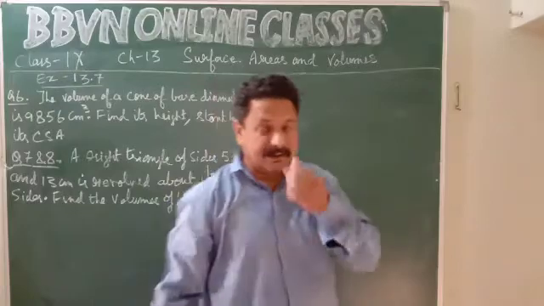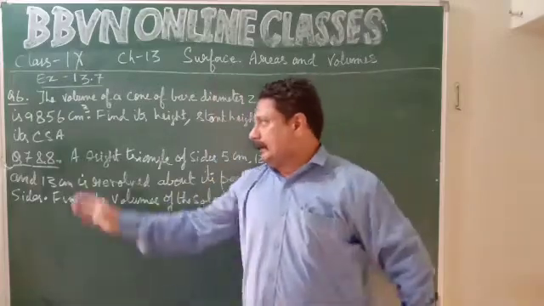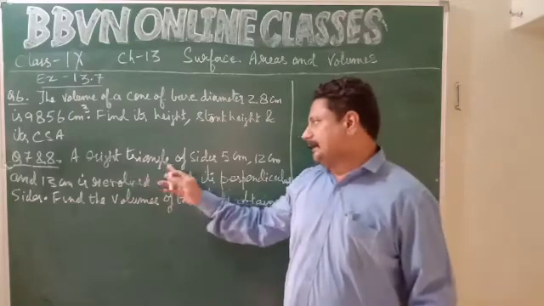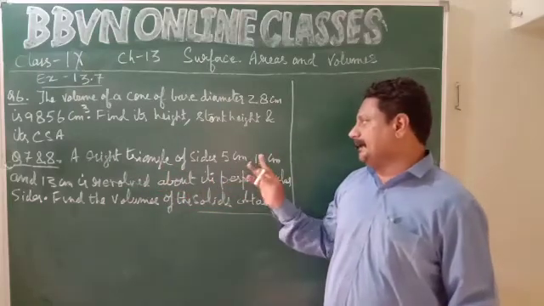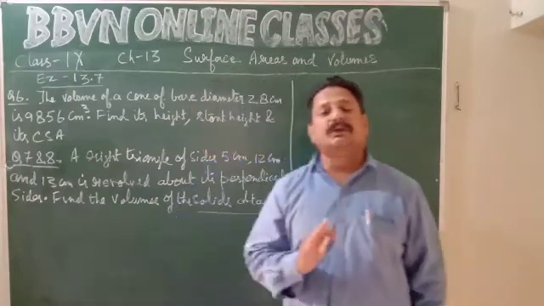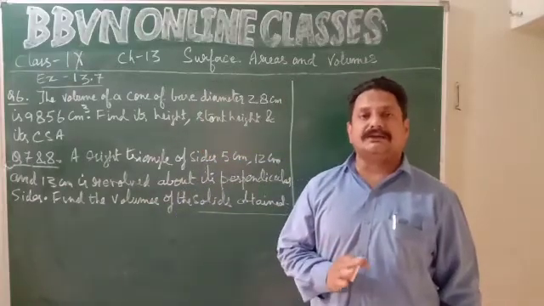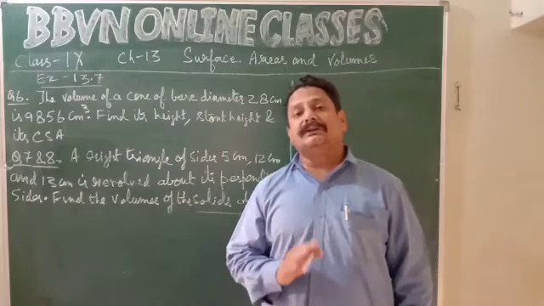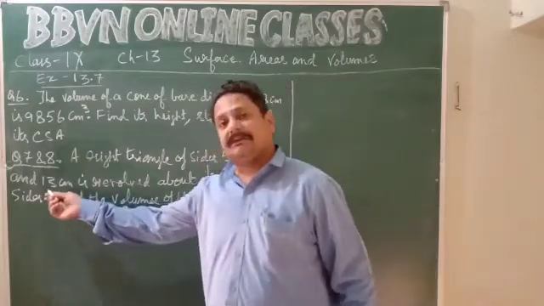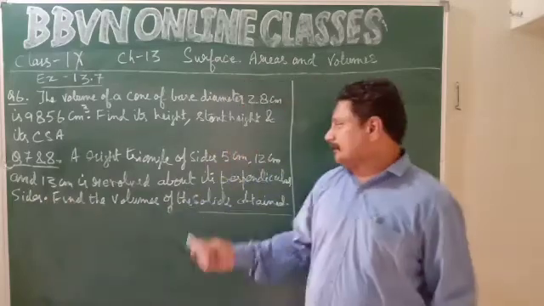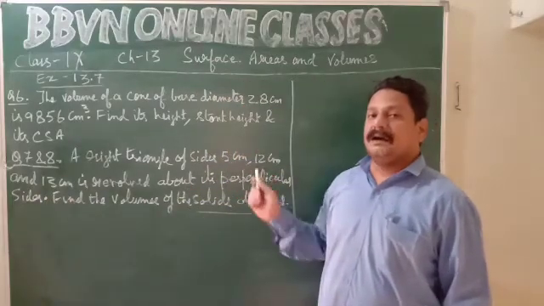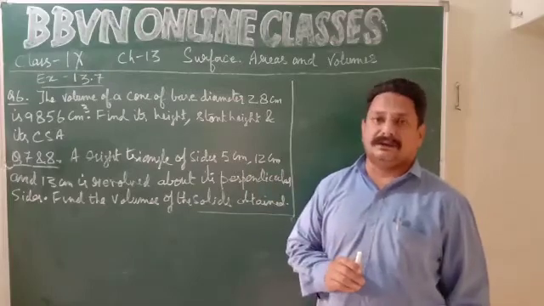Okay, now coming to the next question, children. I have merged question 7 and question 8. A right triangle of sides 5 centimeters, 12 centimeters and 13 centimeters. So children, you know very well that in a right angle triangle, hypotenuse is the longest side. So obviously 13 centimeters should be the hypotenuse. So these two sides of 5 centimeter and 12 centimeter are mutually perpendicular sides.